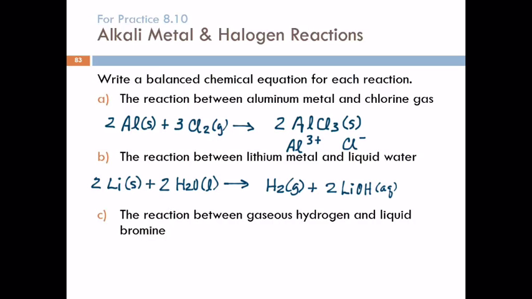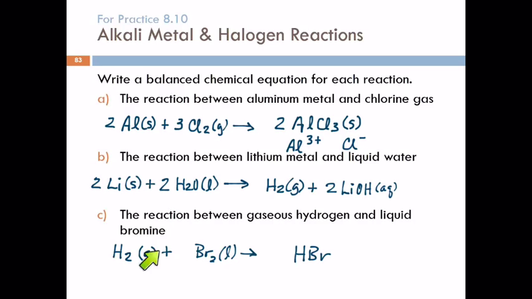What about the reaction between gaseous hydrogen and liquid bromine? Well, hydrogen is a diatomic element. You need to do H2. That's a gas. And liquid bromine, bromine's also diatomic. What are those going to do together? Hydrogen bromide. Oh. Isn't that what you said? Yeah. Yeah, that's what I said. HBr.